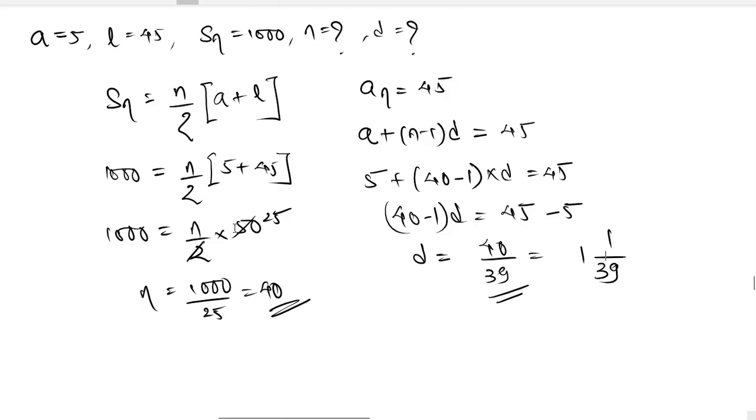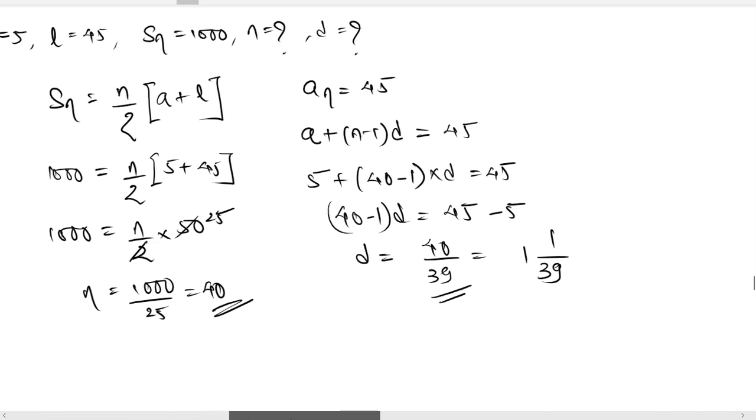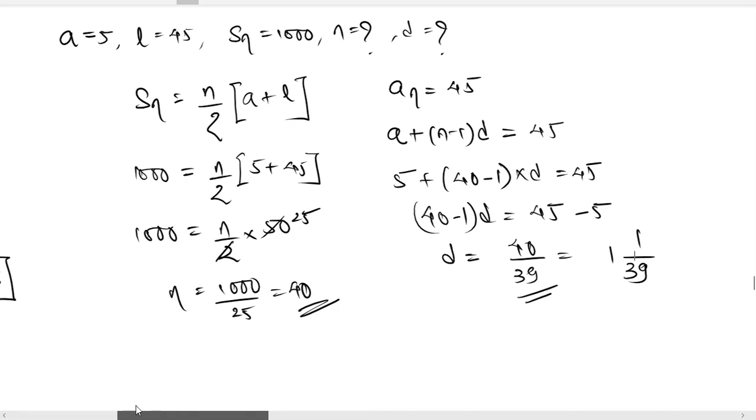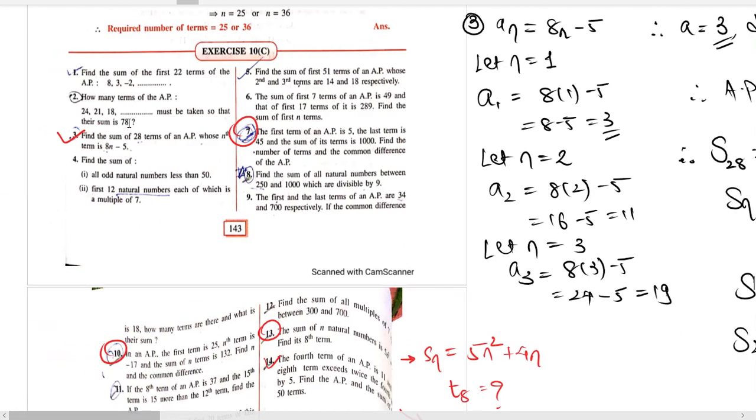And if there are 40 such terms, then their sum will give you 1000. Okay, let's see. If at all I'm wrong, please let me know because I don't know the answers, so I can correct my mistakes. I can't correct the video, but I can make another video and apologize to you. Okay, common difference of the AP, we found it. Now the next question is 10th.